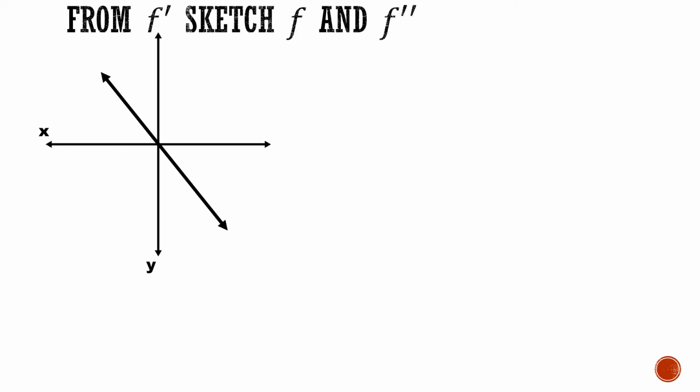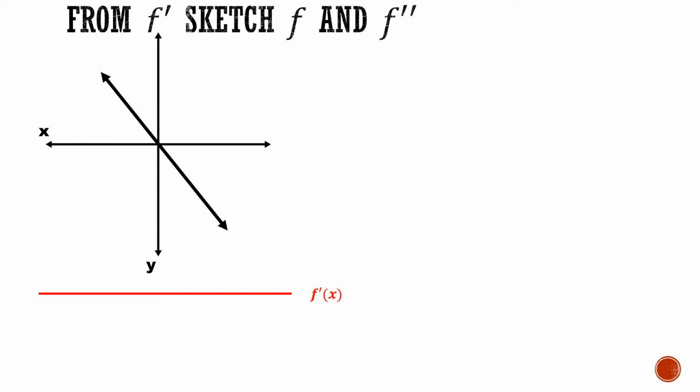Given f prime, this graph is a linear graph. It looks like maybe y equals negative x or something like that. Given f prime, I want you to sketch f and f double prime. To do that, I'm going to start with the f prime line, just like I did before, and ask what f prime is doing.